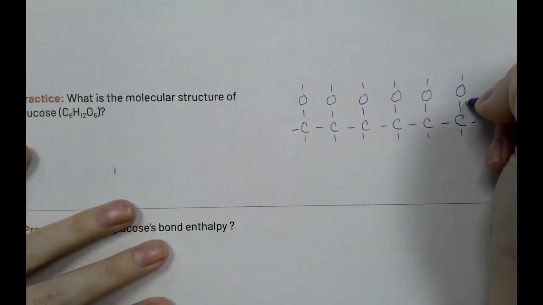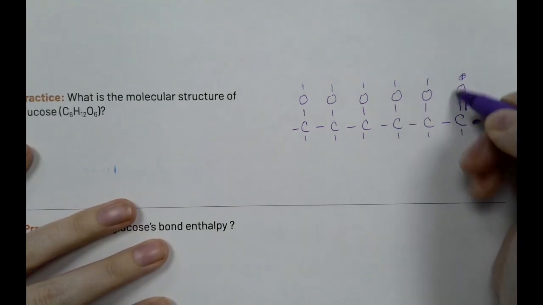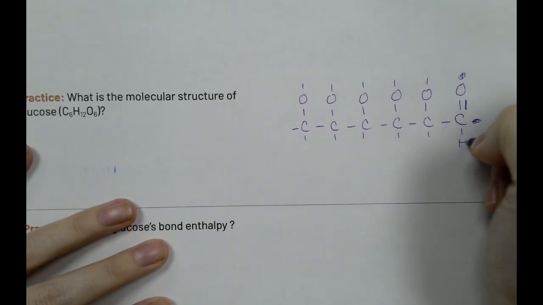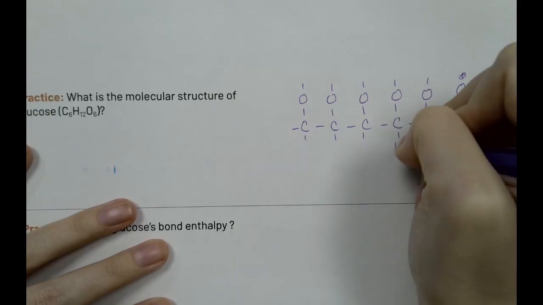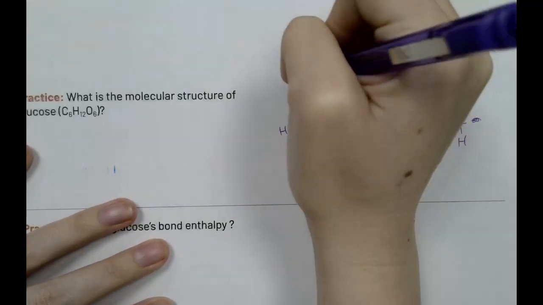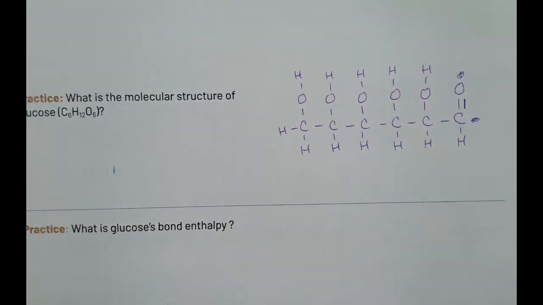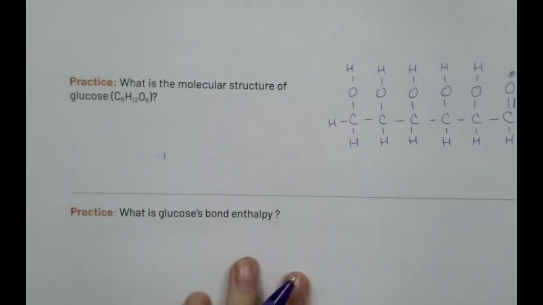Well, we could do some double bonds. We could make this a double bond right here. Get rid of that bond and that one. Now this one's got 2. This one's got 4. And then we have 1, 2, 3, 4, 5, 6, 7, 8, 9, 10, 11, 12 hydrogens. That works out very nicely. That could be the molecular structure of glucose. However, there is another option.